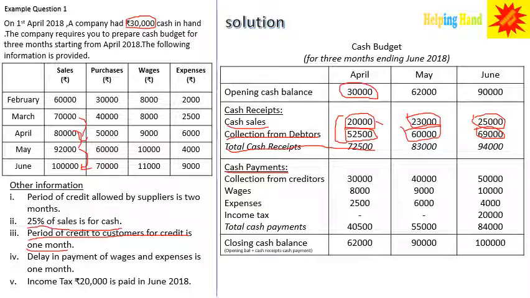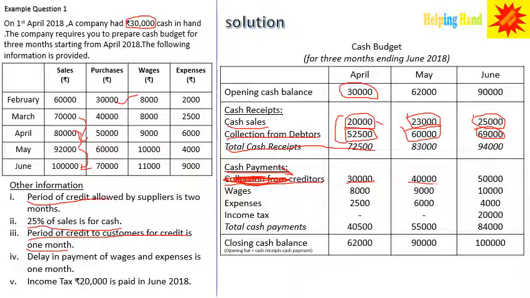So first thing is collection, sorry, this is actually the payment to creditors. Okay, so we'll just take it as creditors here, not collection, it's payment. Okay, payment to creditors. So the first thing is 30,000, which is belonging to the month of February.